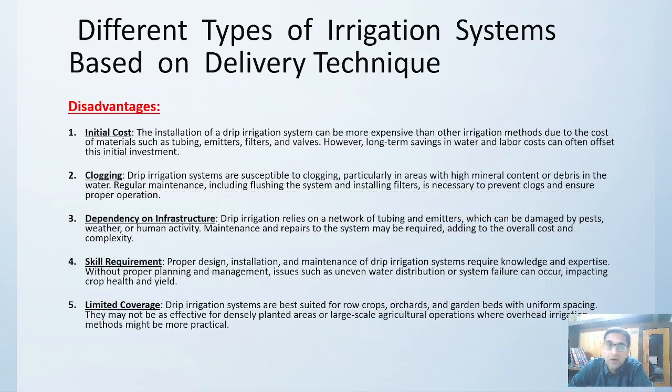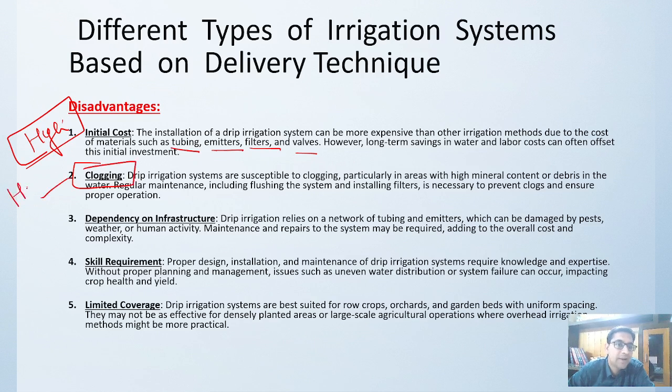Now the disadvantages. They have a very high initial cost. You have to fit tubing, emitters, filters, valves and everything, so the costing is huge. Then there is clogging: since these pipes have holes, they need regular maintenance and keep clogging because of the soil and the fertilizer particles. So we need to do proper flushing and install filters, which again requires cost.